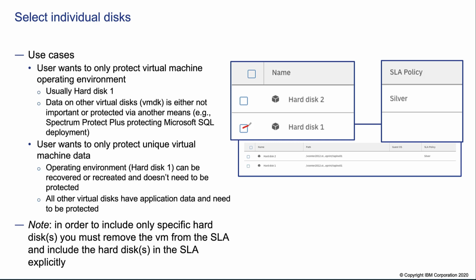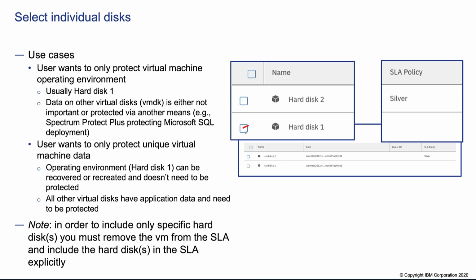The other is the opposite. It's basically saying I have a use case where my operating environment is not interesting to me. I'm building these off of clones and templates. It's not saving me any time to recover a virtual machine operating environment from a backup. I would rather just template and provision a new virtual machine. So don't bother with hard disk 1. But what I really need you to do is protect hard disk 2, 3, and 4. All the disks that have application data on it.